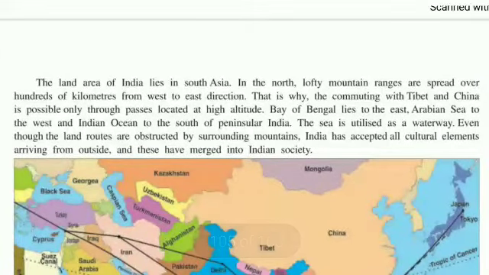So the land area of India lies in South Asia. अगर हम भारत की बात करें तो भारत जो है वो एशिया में है, ठीक है, यानी एशिया महाद्वीप में, एशिया कॉन्टिनेंट में, और उस एशिया के साउदर्न पार्ट में है. So don't be confused in that, that Sir has said that it is in the Northern Hemisphere.